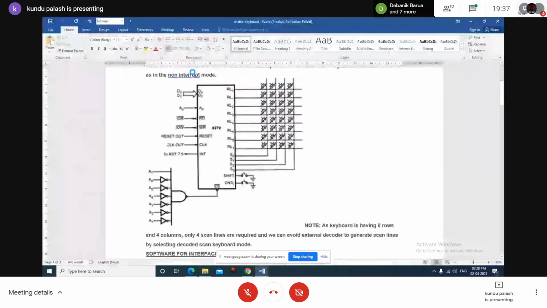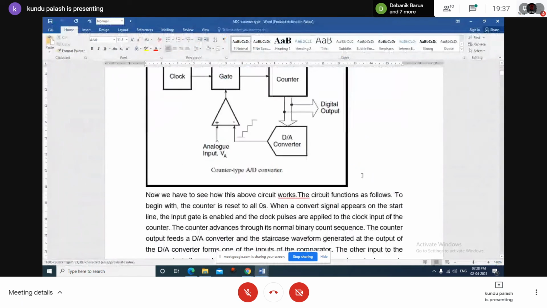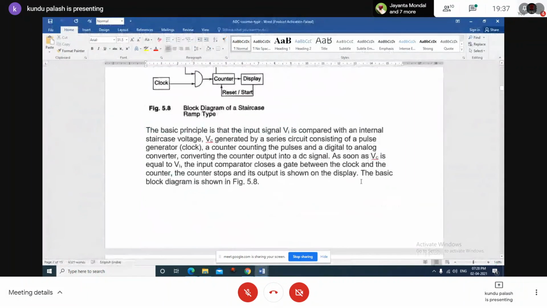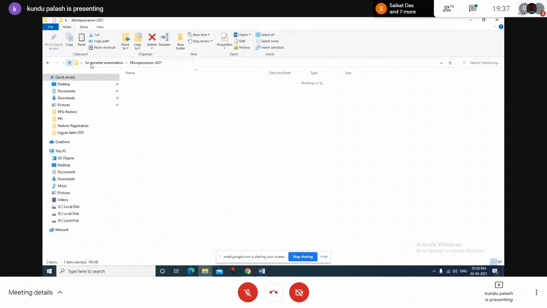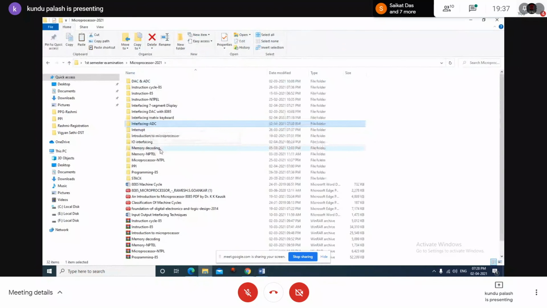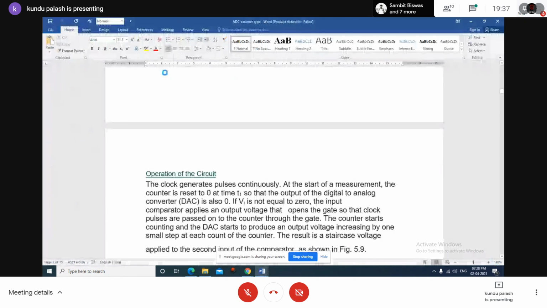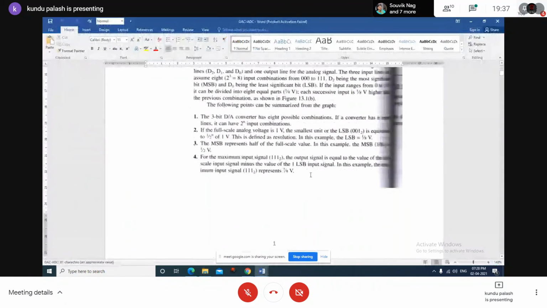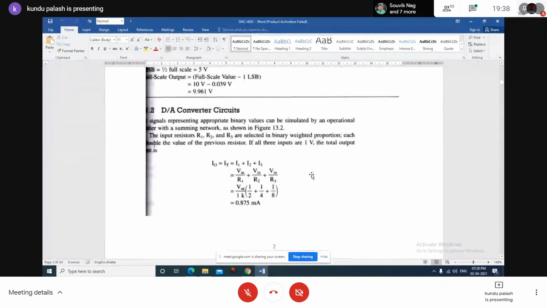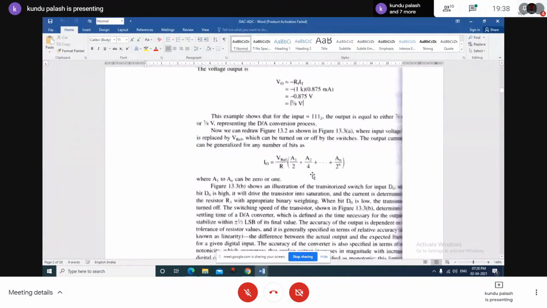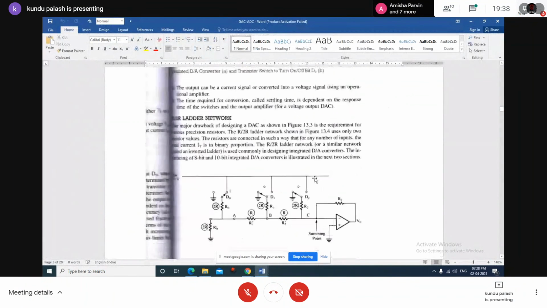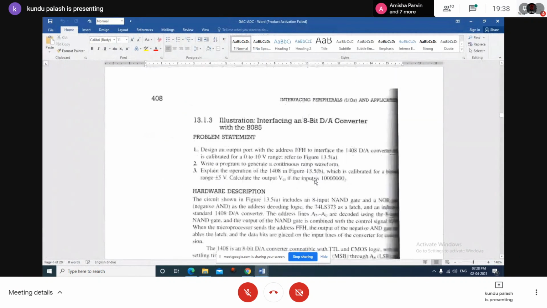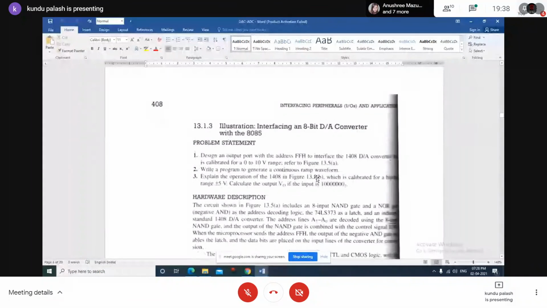What are the different types of ADC? You can go through the counter type ADC, successive approximation type ADC, and so many others. We will discuss ADC and DAC operation in detail. Then there is also DAC interfacing. We see the concept of interfacing the D to A converter, how the digital lines will be converted to analog lines with the microprocessor. These examples are available in the Gaonkar book.